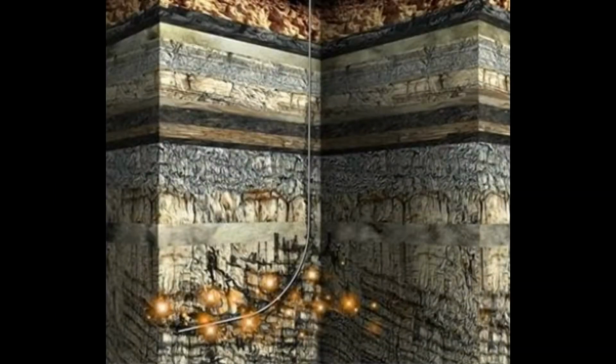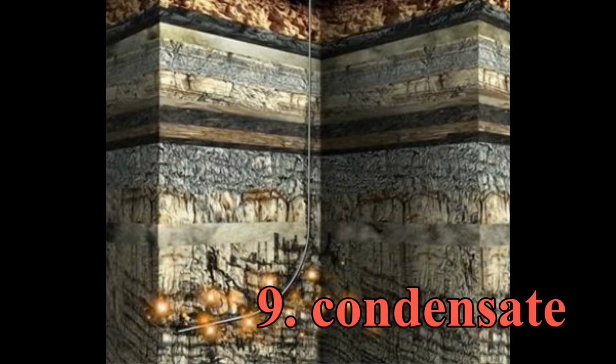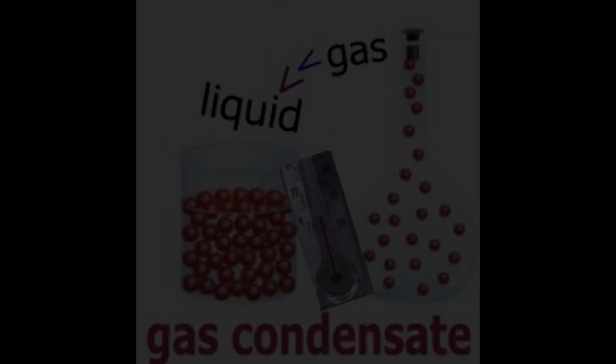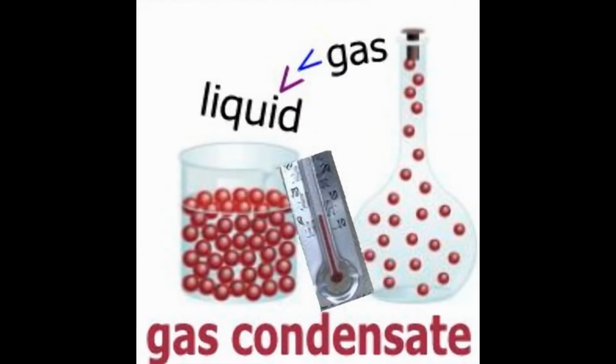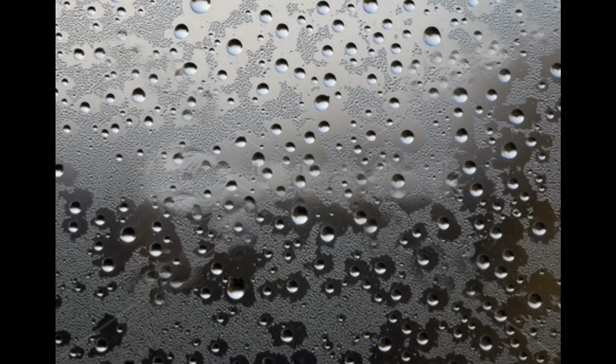Another important term is condensate. Condensate refers to gas that turns into a liquid form when it is brought to a cooler surface, like beads of water condensing on your mirror after a hot, steamy shower.